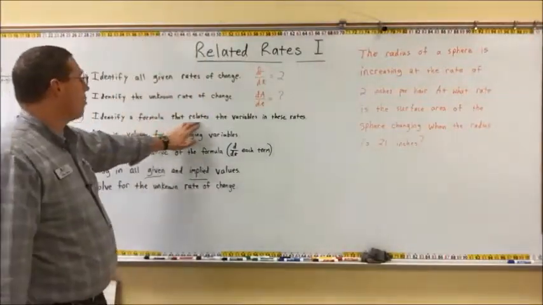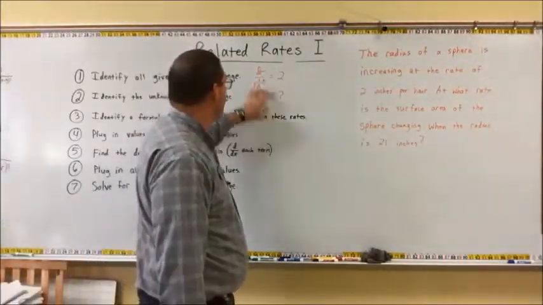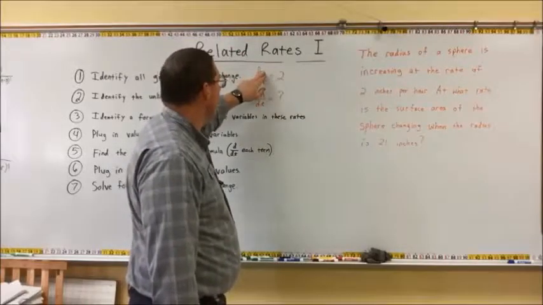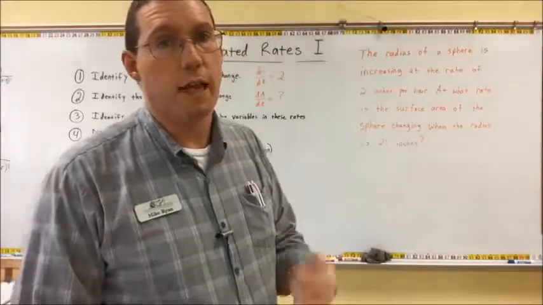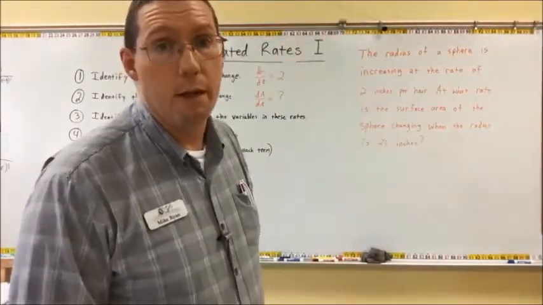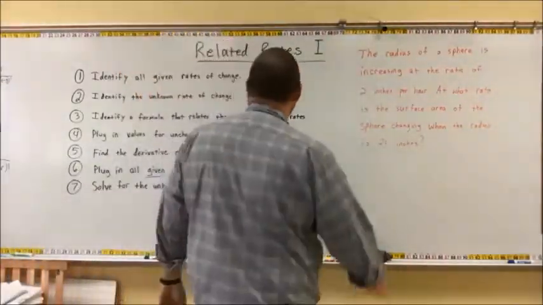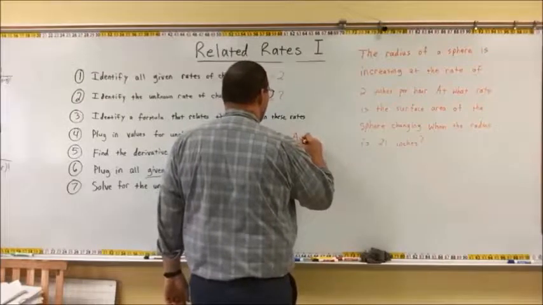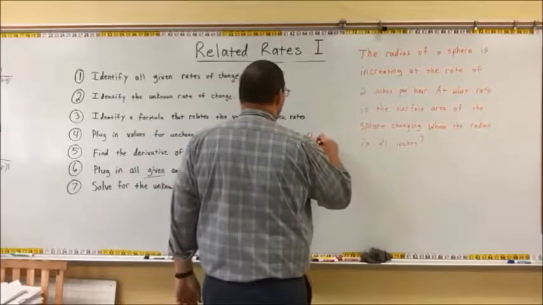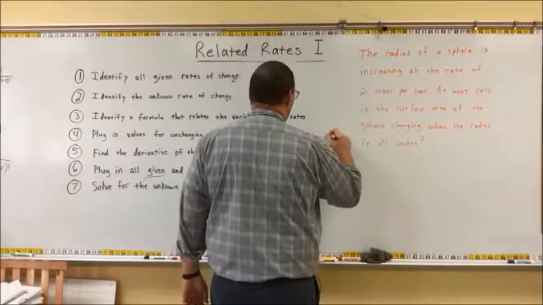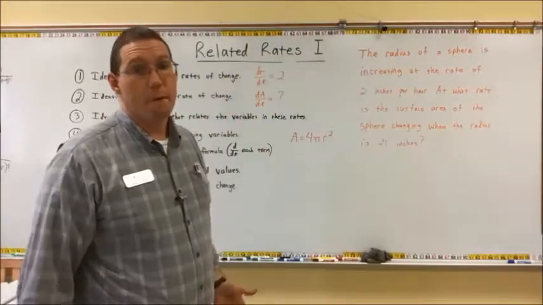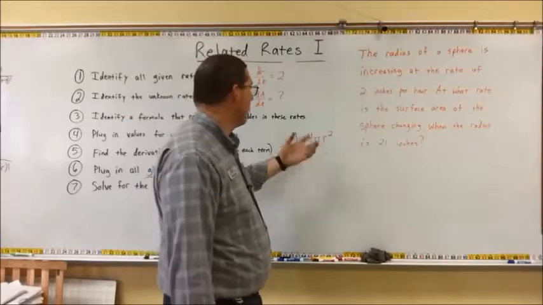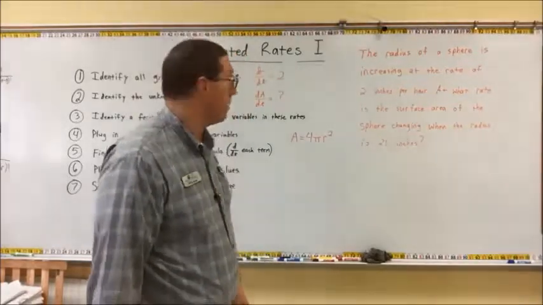Identify a formula that relates the variables in these rates. We need a formula that relates the radius to the surface area of a sphere. Like I said, you may have to look that up. I happen to know the formula for the surface area of a sphere. The surface area of a sphere is equal to 4 pi r squared. Okay? It's basically the area of a circle, only it has a 4 in the front of it, okay? So it's 4 pi r squared.